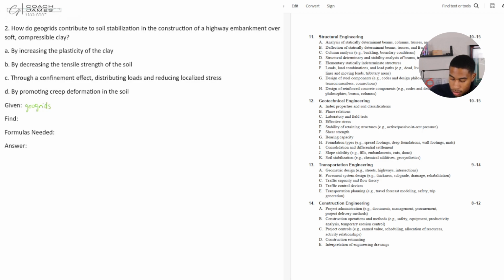Geogrids. Find. What are we trying to find? How geogrids contribute to soil stabilization, right? So how does it contribute? How do geogrids contribute to the soil stabilization? Okay, so what formulas are needed? None, but you need some prior knowledge.